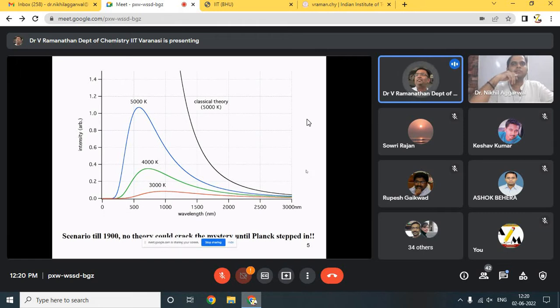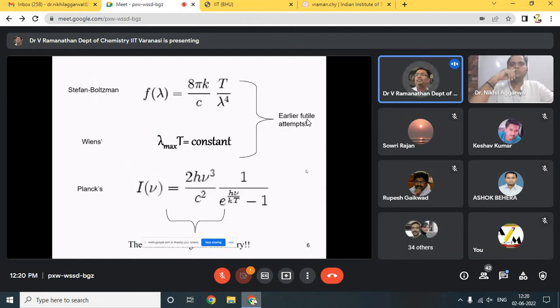Okay, so the black one that you see here is the classical theory, and the red, green, and blue are the experimental observations. There you see, as the temperature rises, the lambda max shifts towards a higher energy. This, the then existing theory could not explain. Then comes the famous Max Planck in 1900, who gives a new formula to describe the black body radiation behavior, which could not be explained by the then Stefan-Boltzmann or Wien's law. So this creates a big furor in the whole scientific community, because for the first time you are able to come up with an explanation for black body radiation.